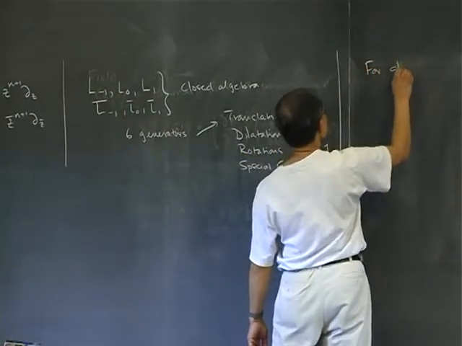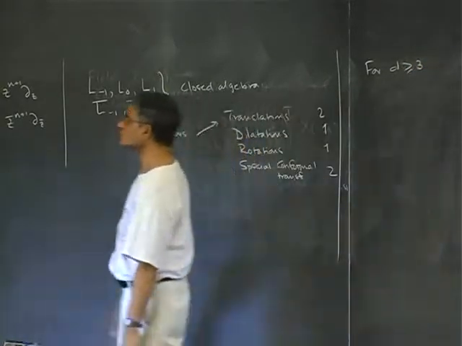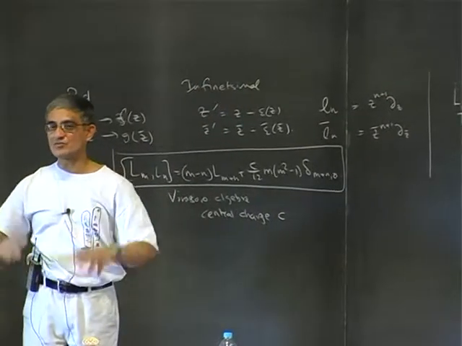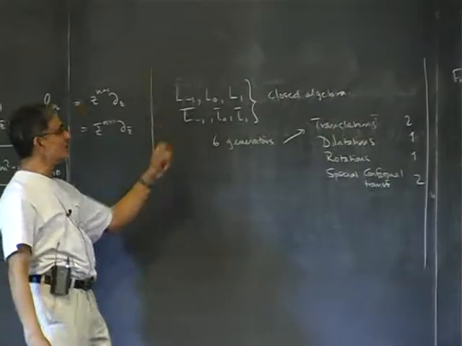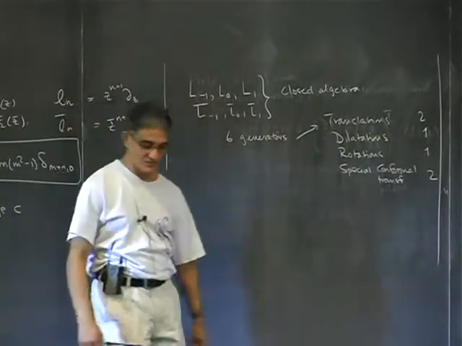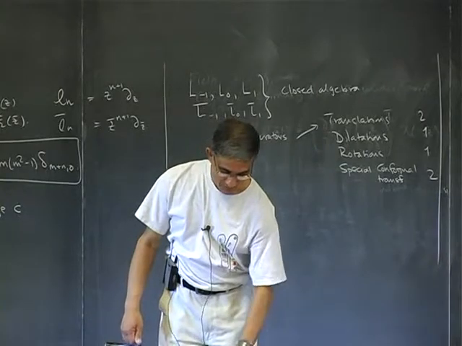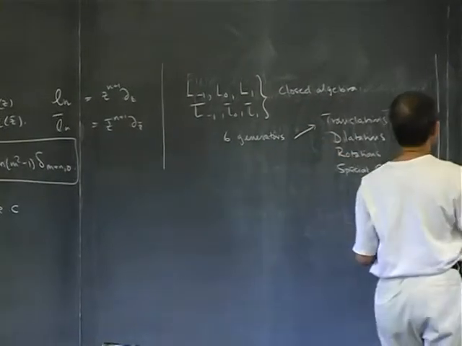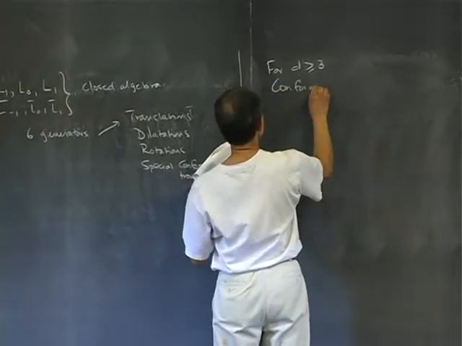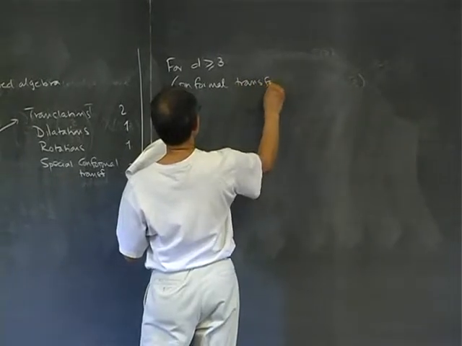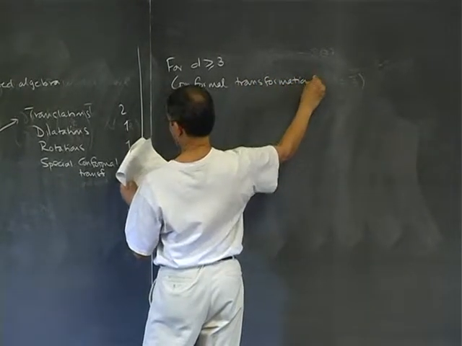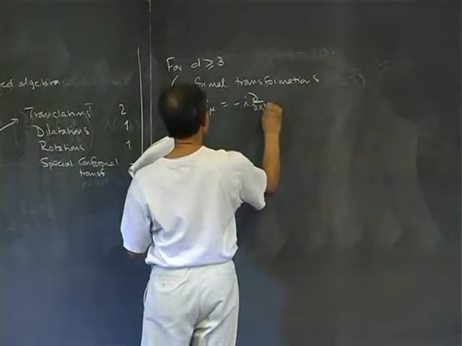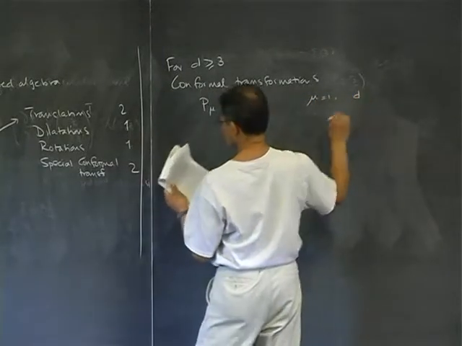For D greater than or equal to 3, there is no analog of the Virasoro algebra for Ln all the way from minus infinity to plus infinity, but this is the thing that generalizes. So, let me write down what we call the conformal group in arbitrary dimensions. Conformal transformations. I'll call it P mu. They are given by the generators i del x mu, mu equal to 1 to D.